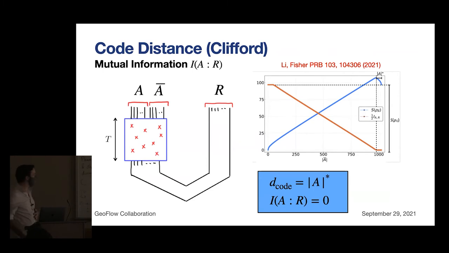Okay, that's already very interesting. And so if you have a quantum error correcting code, one of the first things you're probably going to want to do is characterize the code distance and the code rate, or the trade-off between those two things.